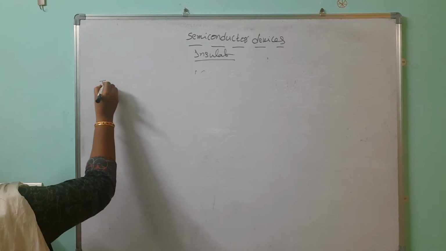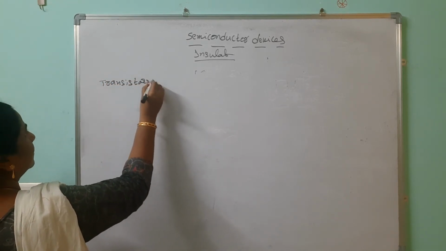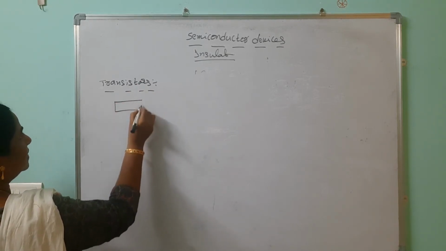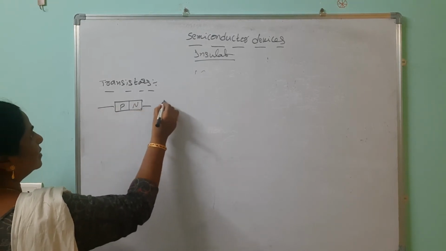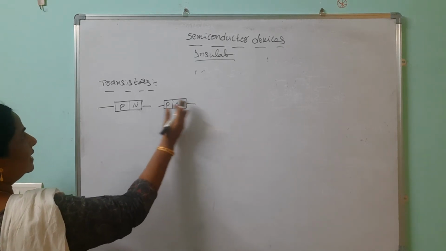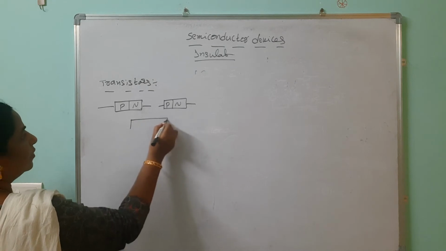See, when we are going through the transistors, the PNP transistor, look, this is a PN junction diode and this is one more PN junction diode. Then when you are connecting these, we have to reverse the second one and connect it. Then what are we getting?